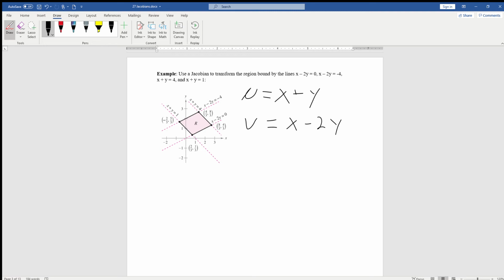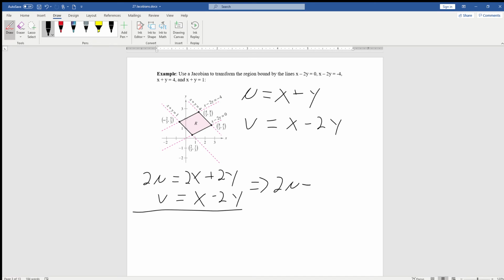So I'm going to multiply u by 2. So 2u is equal to 2x plus 2y. And we have the relationship that v is equal to x minus 2y. We can add those together. If we add them together, we get 2u plus v is equal to 3x. Then we can divide everything by 3. So we can solve for x readily and say that 2/3 u plus 1/3 v is equal to x.